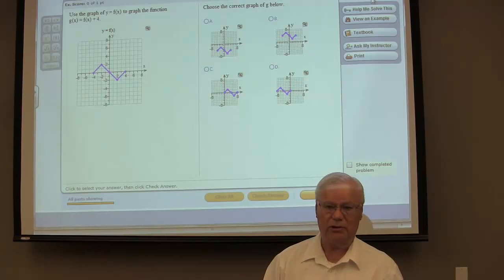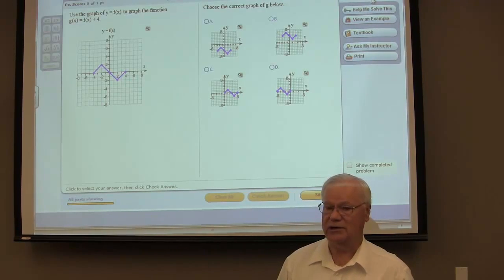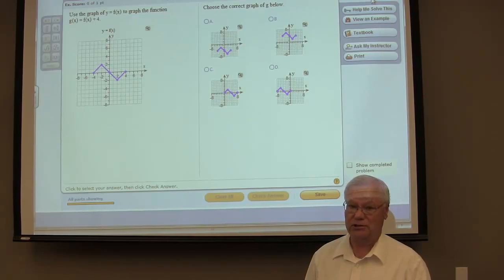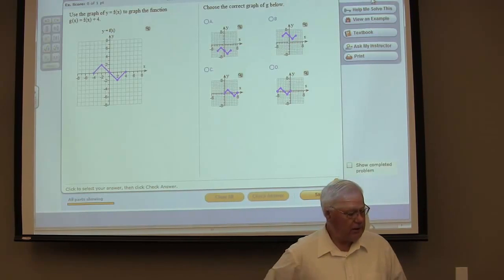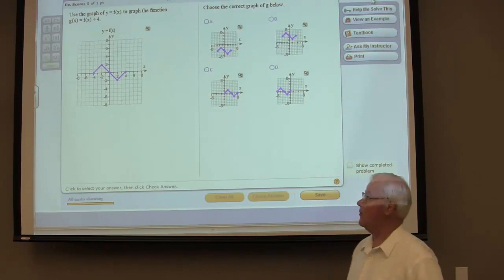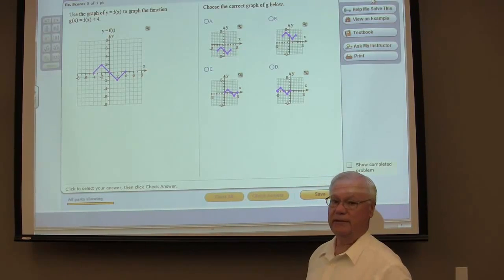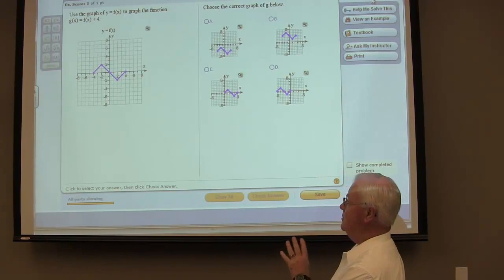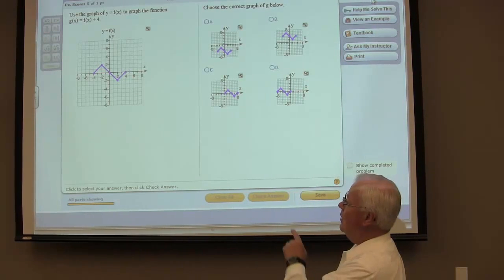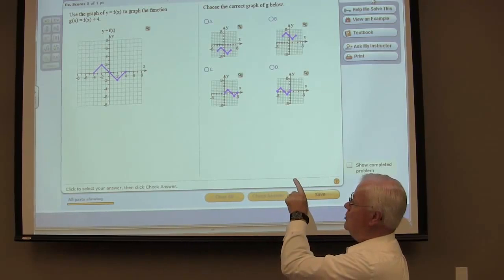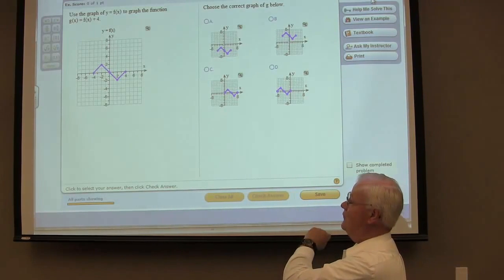In this assignment, we're going to continue our discussion on functions and talk about solving equations as well. In this example, what we have is a graph of some function. It doesn't matter what equation formed that function, but that's a graph. And we're going to use that graph to determine the graph of a function that is a translation from that.